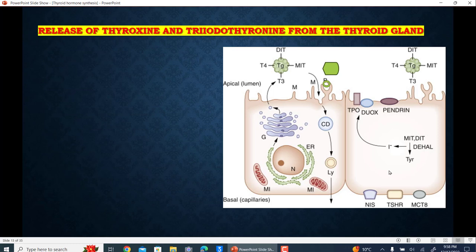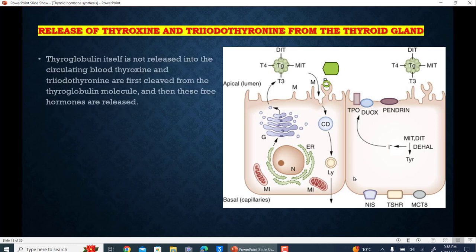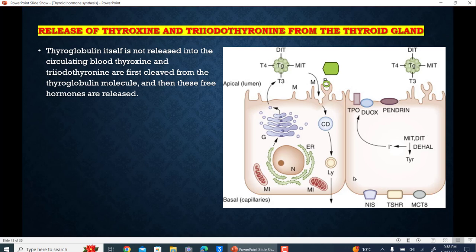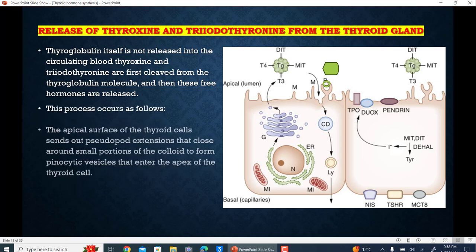Release of thyroxine and triiodothyronine from the thyroid gland. Thyroglobulin itself is not released into the circulating blood. Thyroxine and triiodothyronine are first cleaved from the thyroglobulin molecule, and then these hormones are released. This process occurs as follows.